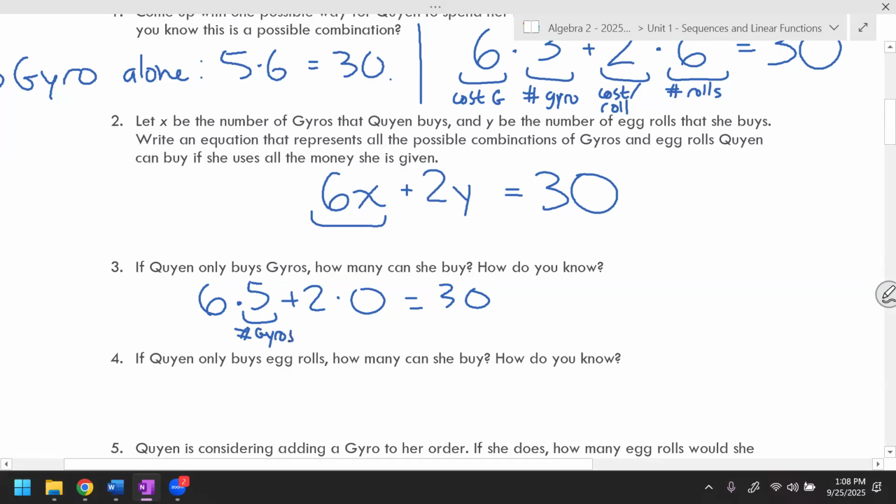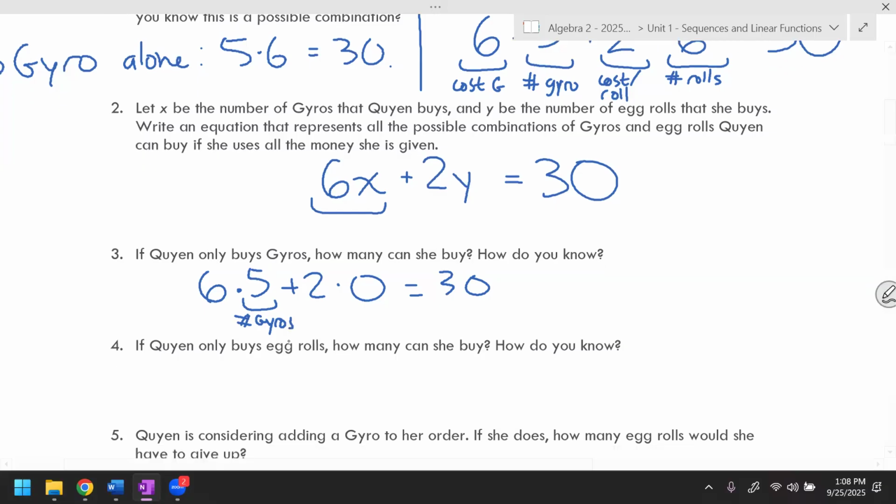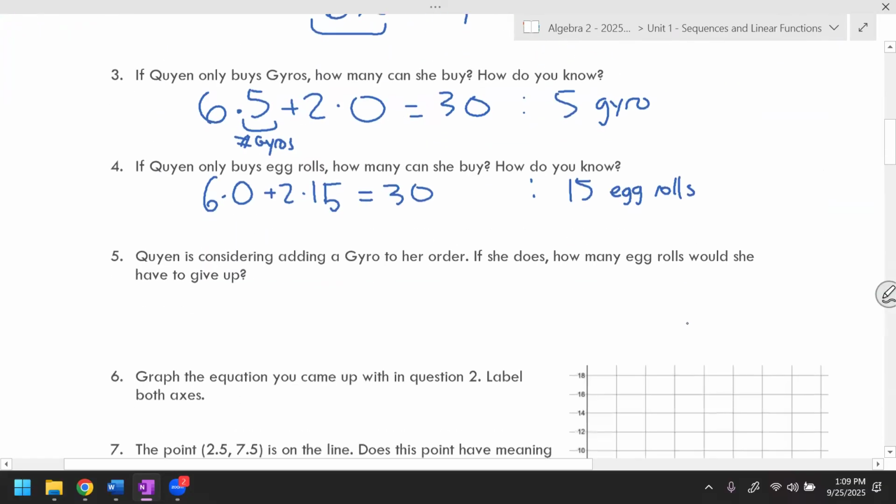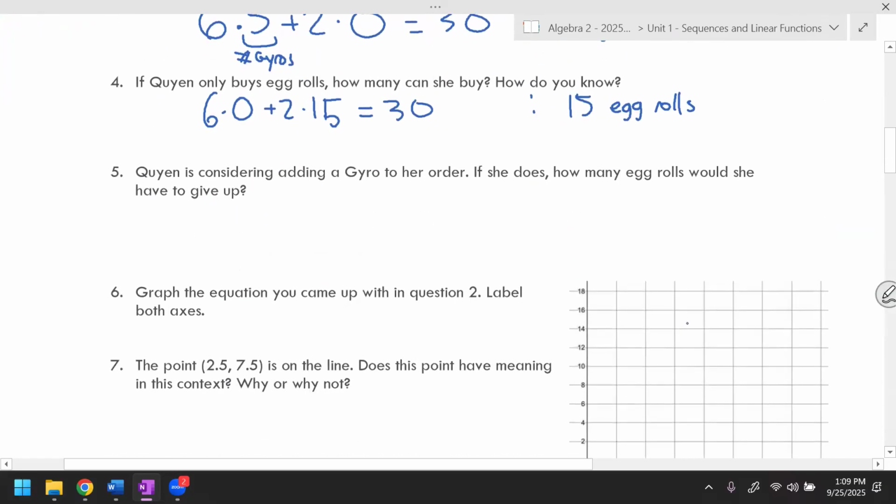That makes it a little more complicated thinking, but basically it just makes sense. $30, you're buying gyros. What about egg rolls? Same idea. How many egg rolls can she buy if she ditches the gyros entirely? Because 6 times 0 gyros plus 2 times 15 is also 30. So 5 gyros or 15 egg rolls. Now, Logan, if I want to take that 15 egg roll order and just add 1 gyro, how many egg rolls do I have to give up? Why 3?